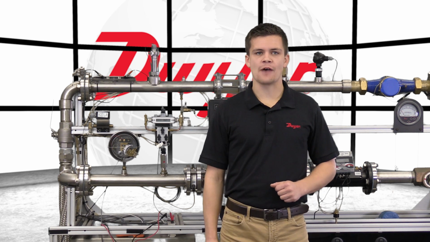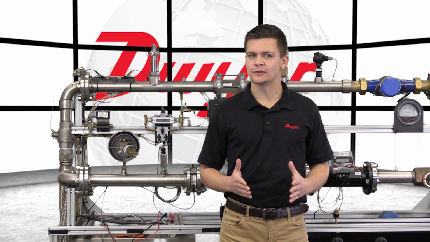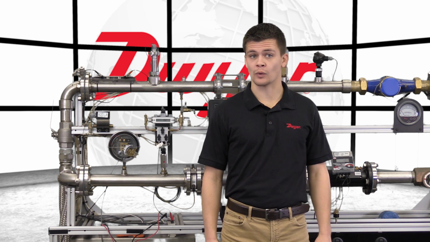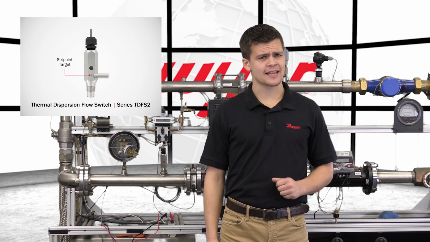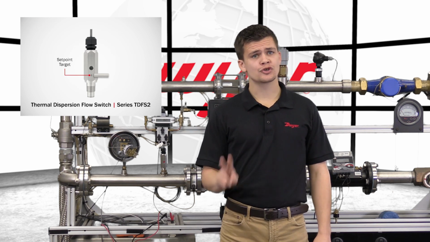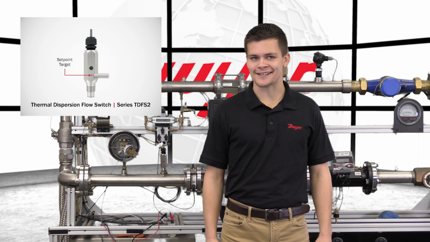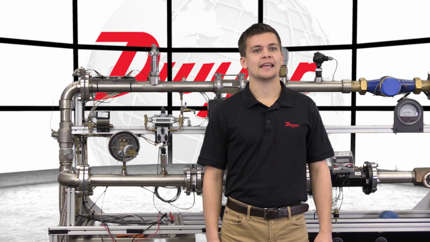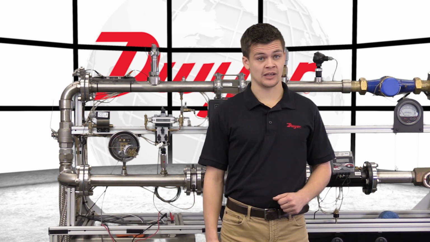Once the TDFS2 is installed properly and powered, set the system flow to the desired set point flow rate. Once the proper flow rate is achieved, tap the set point target 3 times with the supplied magnet. There are 2 set point targets on the unit, which are located under the LED status indicators. Either set point target can be used and either end of the magnet can be used.